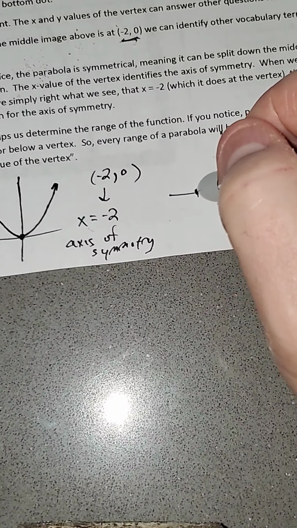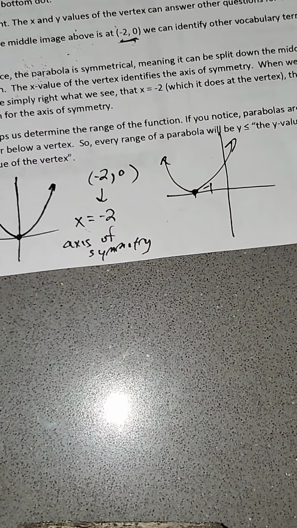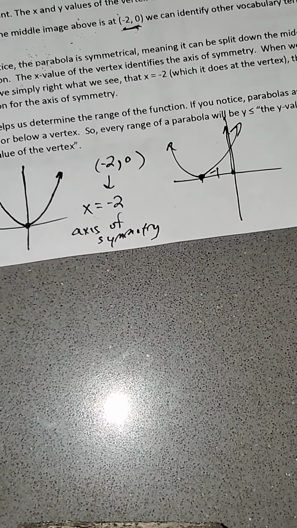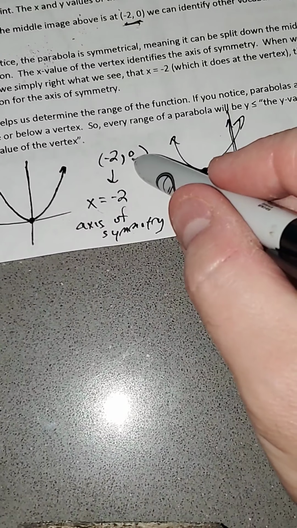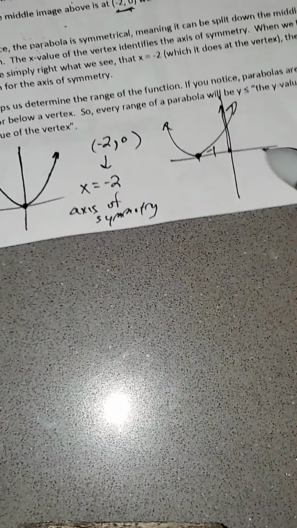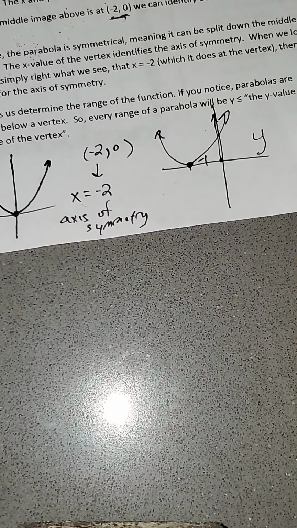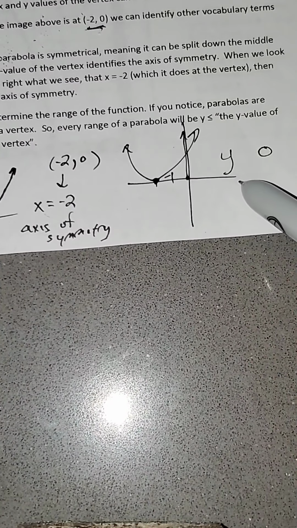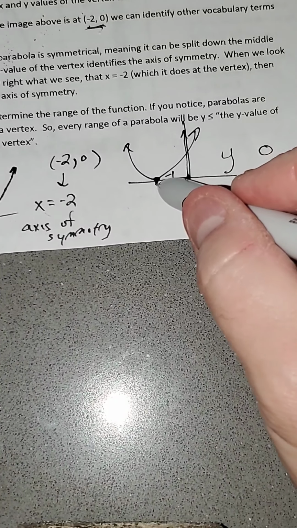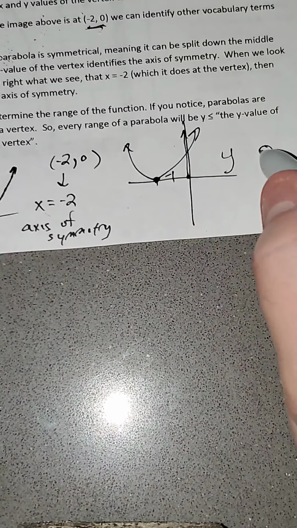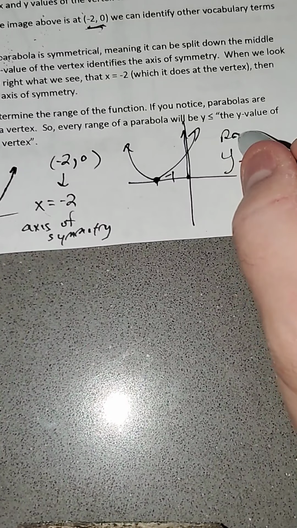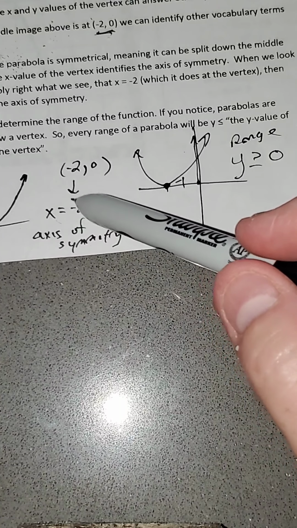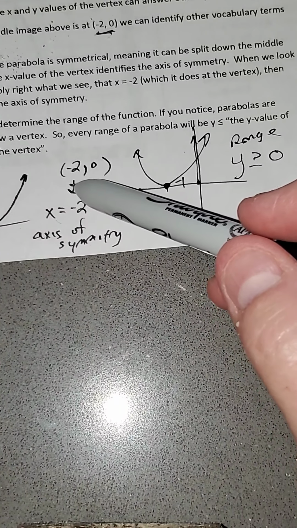-2, 0. In this case, let's say the parabola is doing this. Notice that all the y values start at 0 and go up. Notice that the y value at the vertex is 0. So we write y, and 0, because y is 0 at the vertex in this particular case. What touches 0 and all the values above it creates our range. So the axis of symmetry is nothing more than writing x equals whatever x is at the vertex.